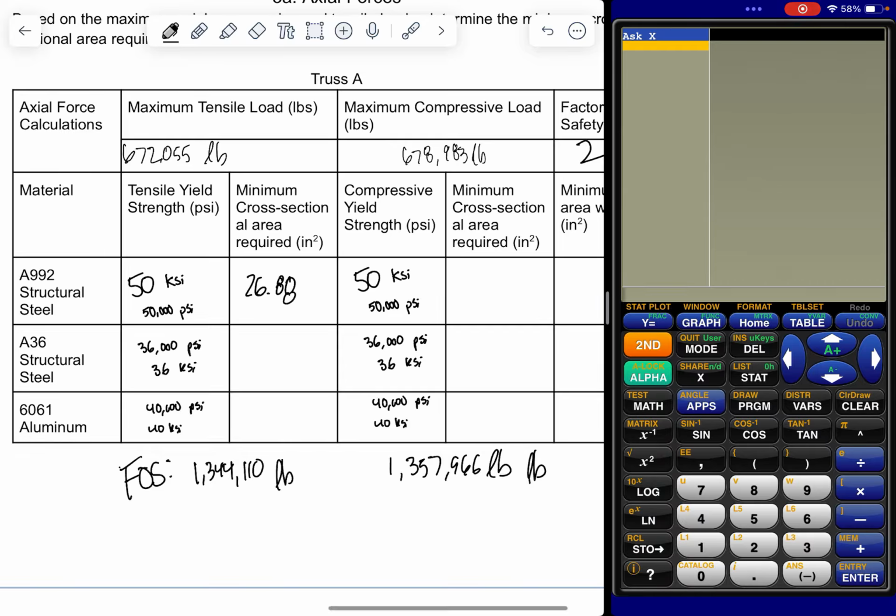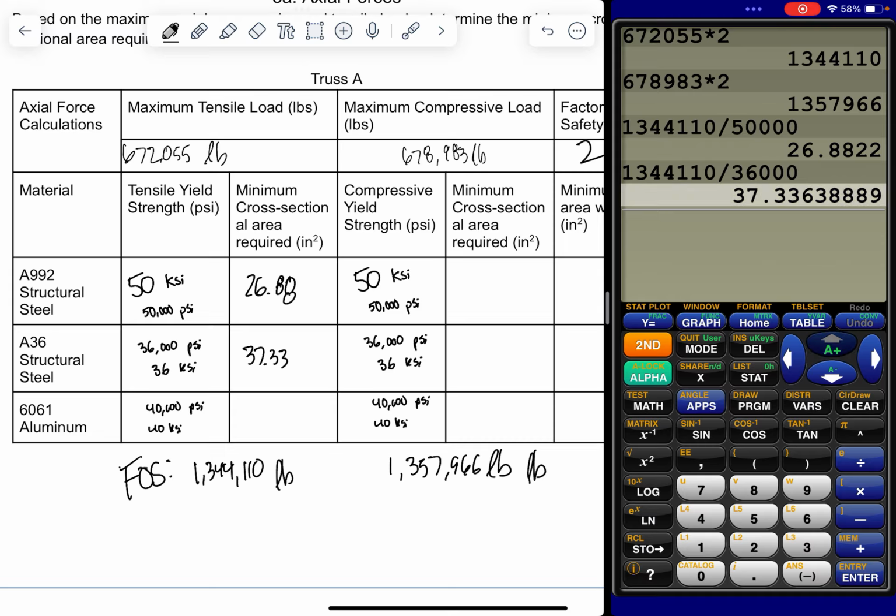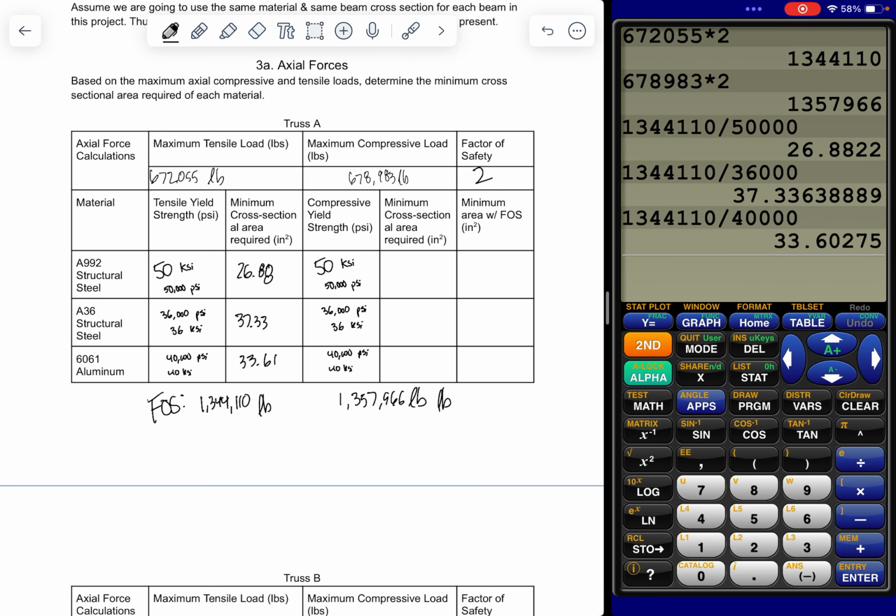Let's do, whoa, what menu did I get in? There we go. Let's do similar, but instead of 50,000, we're doing 36,000, boom, 37.33, and similar, 40,000, 33.61. So this gives us the area that our, presumably it'll probably be an I-beam.